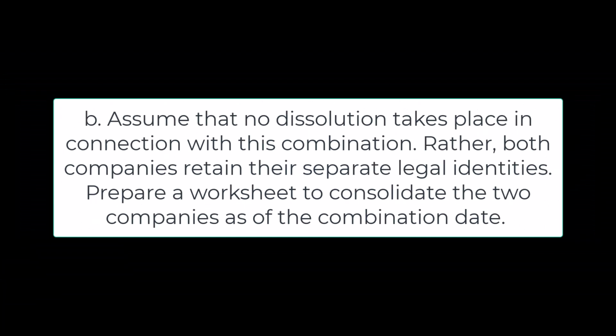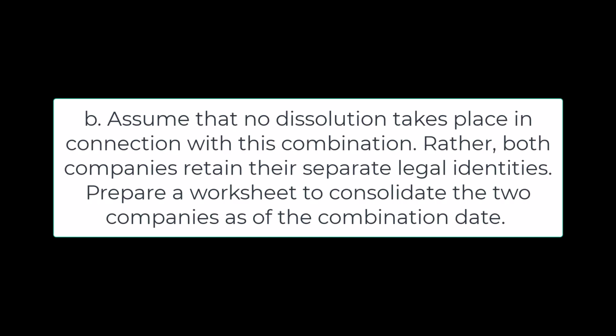Welcome back. In our last video, we looked at a statutory merger where On the Go was dissolved into Newtune. Now, we're going to explore a different scenario for the same transaction. In Part B, we assume that no dissolution takes place. Both companies retain their separate legal identities, with On the Go now operating as a subsidiary of Newtune.